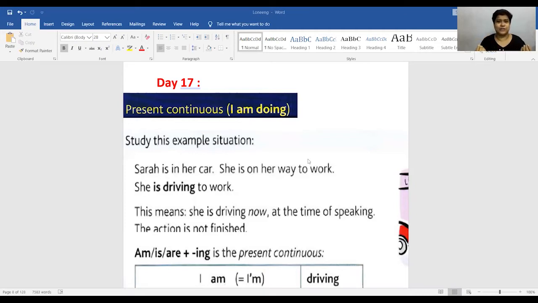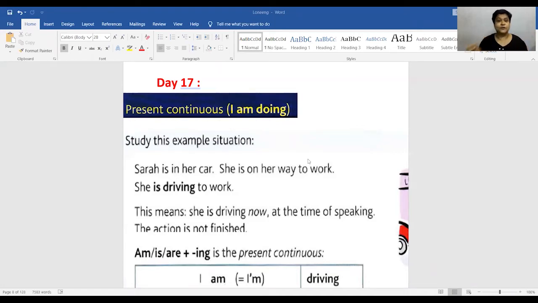So, what is present continuous? Something that's happening in the present, and you are going to say it continuously. So, for example, if you eat, you're going to say eating instead of just eat, because it's a continuous action.